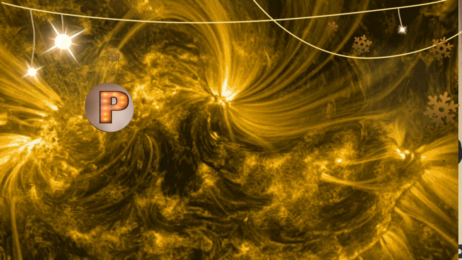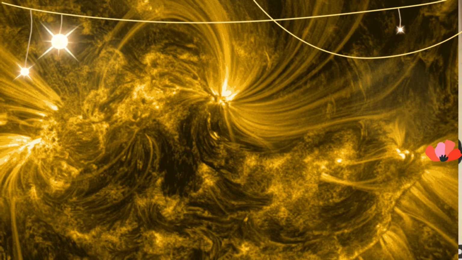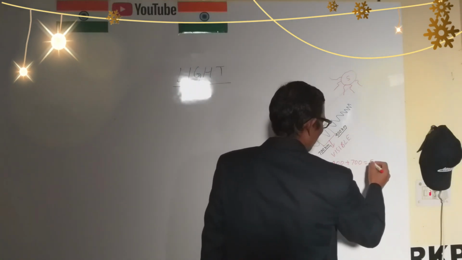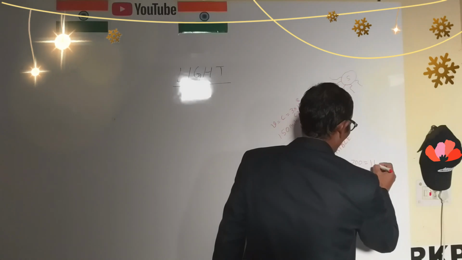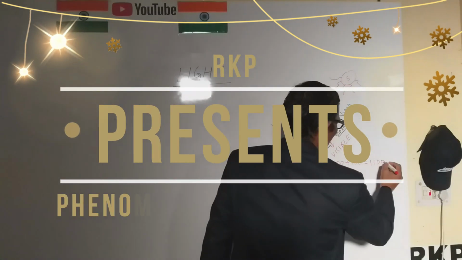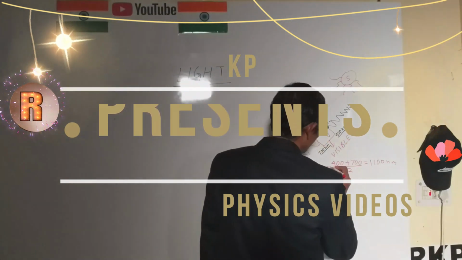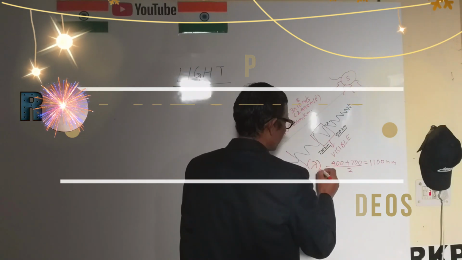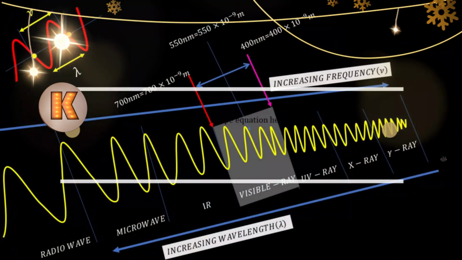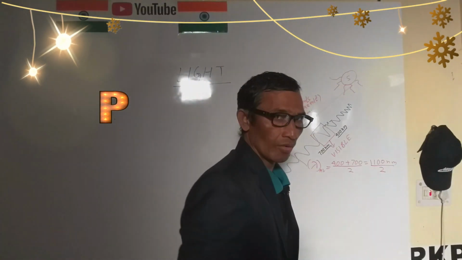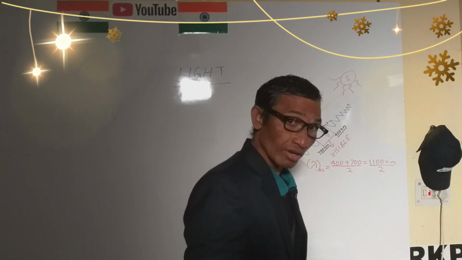What is its average wavelength? 400 plus 700 is 1100 nanometer. When we find the average, we divide by 2, and then we find the average wavelength of the sunlight, which comes from the sun. It is the radiation of the sun.